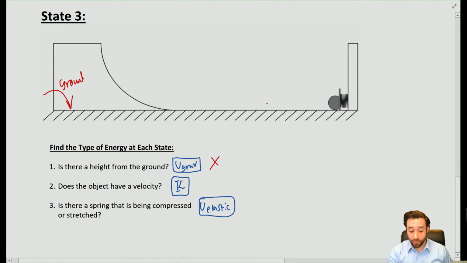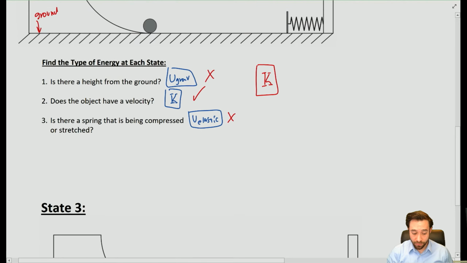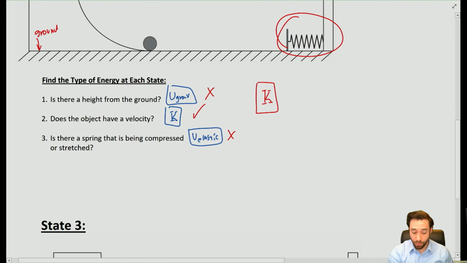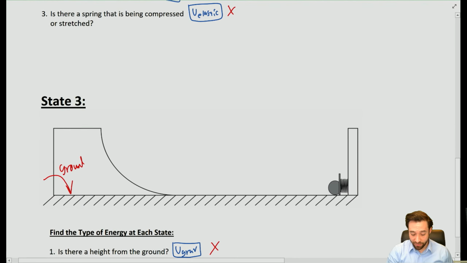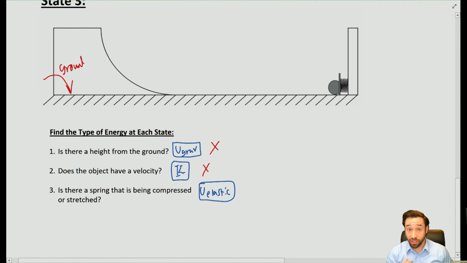This is the point where it has reached its maximum displacement. So its velocity is 0, so there is no kinetic energy. And we know that the spring, if I look back, this is what the spring looked like before, and it is obviously compressed here. So yes, there is a spring that is being compressed or stretched. So that means that we have U elastic at state 3. Make sense?